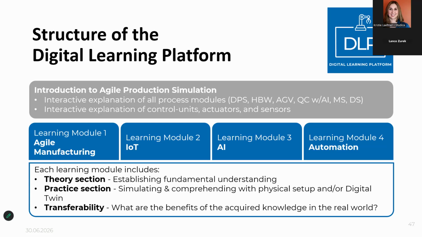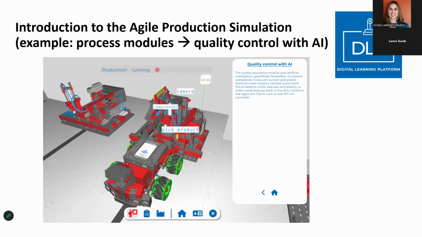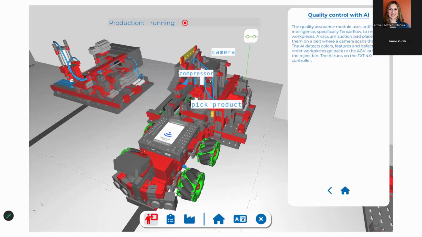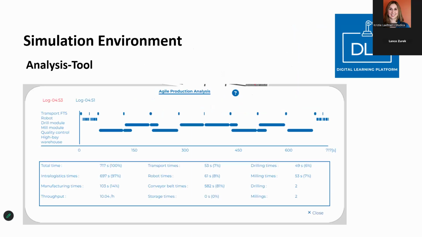Now, the digital twin forms the foundation for the digital learning platform. And once again, the educational or exploration mode of the APS is implemented using the digital twin. The digital twin can be utilized to solve tasks in the learning modules. The digital twin can be used to simulate complex challenges in an agile production environment. Among the tools included with the DLP are this workflow planner tool and an analysis tool as well.